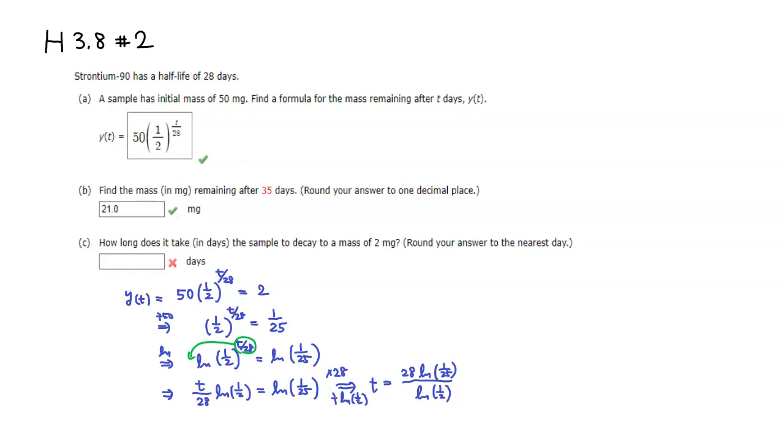If you want to make it a little easier, 1 over 25 is 25 to the negative power. So this is the same thing as negative natural log of 25, and this is the same thing as negative natural log of 2. It's probably easier to type in. Then you can cancel out the negative on top and the negative on the bottom. So we're going to have 28 times the natural log of 25 divided by the natural log of 2. Let's compute that.